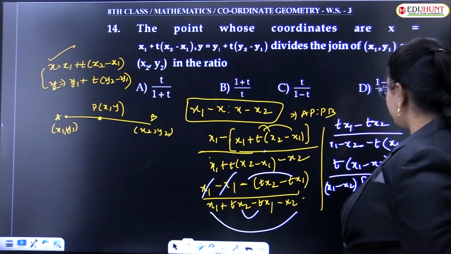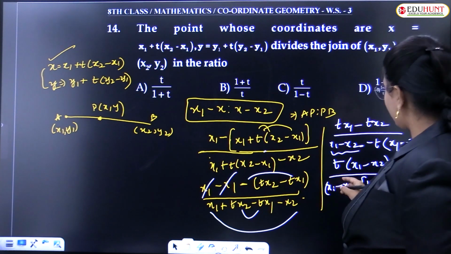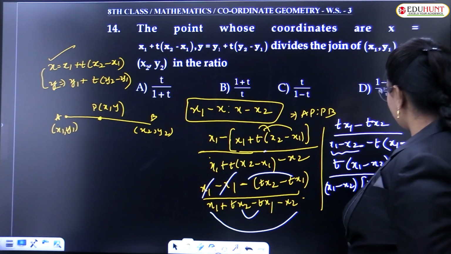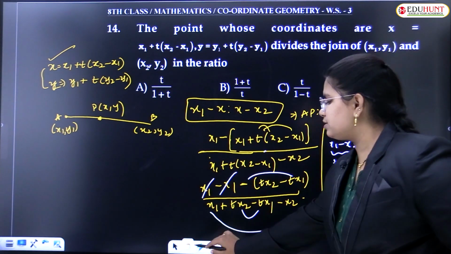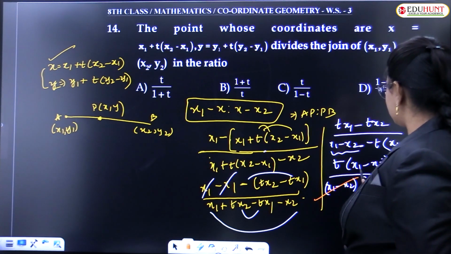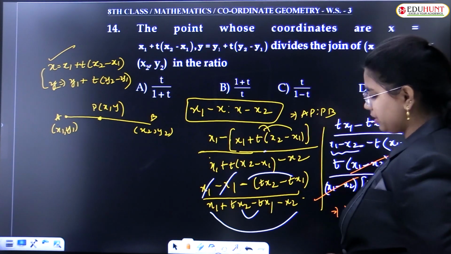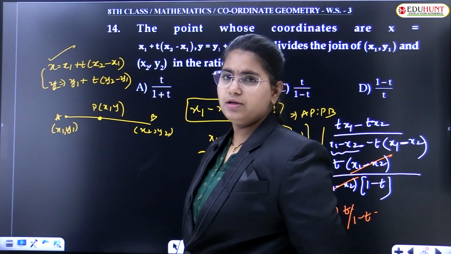What are you going to get? This is 1. Among this you got 1. So I have taken x1 minus x2, so it will be 1 minus t. Cancel x1 minus x2. So what are you going to have? Cancel this term and this term. You will be left over with t divided by 1 minus t. t divided by 1 minus t.